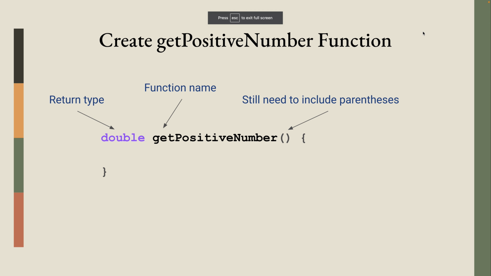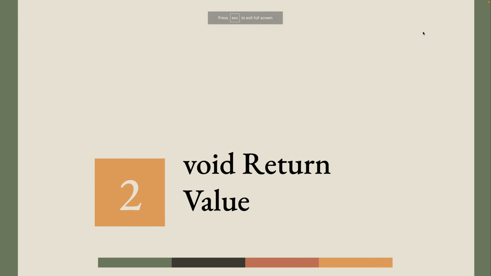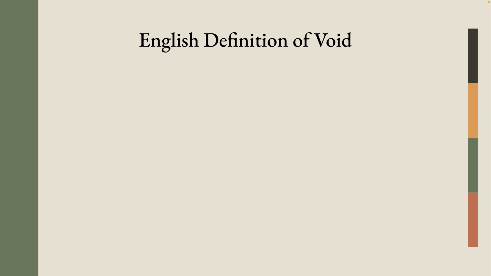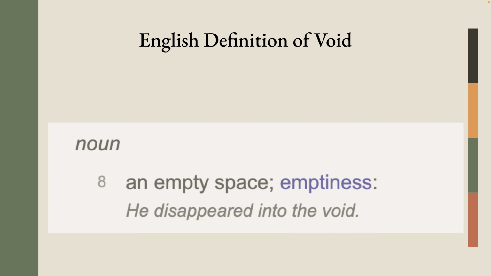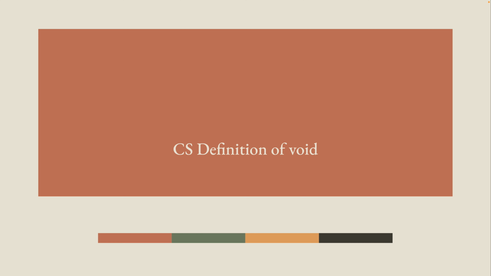Okay, so let's talk about void return values. Does anyone know what void means just in English? Nothing. To cancel, it can mean nothing. To go into the void, he disappeared into the void, an empty space. They all kind of point to what void means in computer science. Does anyone want to take a guess at what void means in computer science? Null space. Yeah, null space.